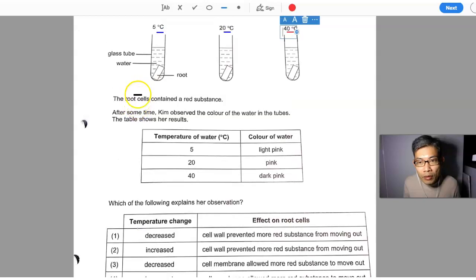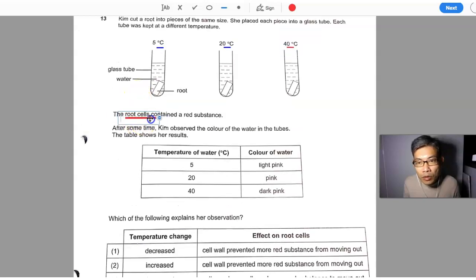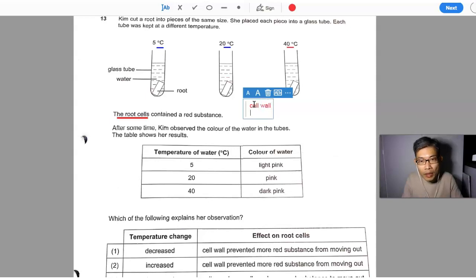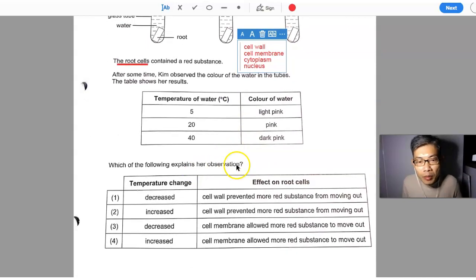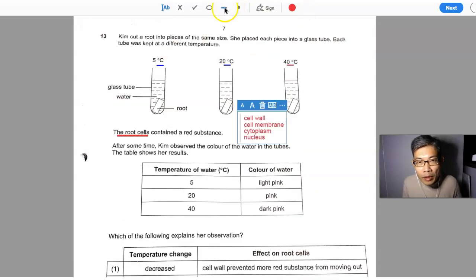Now, the root cells, talk about cells here. So what do you know about cells in the roots? We know cells in the roots will have parts such as the cell wall, it has your cell membrane, it has your cytoplasm, it has also the nucleus. Usually what you learn is the root cells do not have a chloroplast because they do not make food, they are underground, they do not receive light. So which of the following explain the observation? And the important information here is that the root cells contain a red substance.